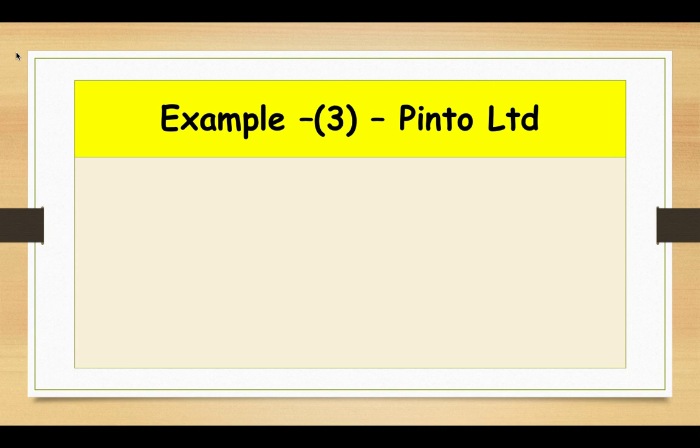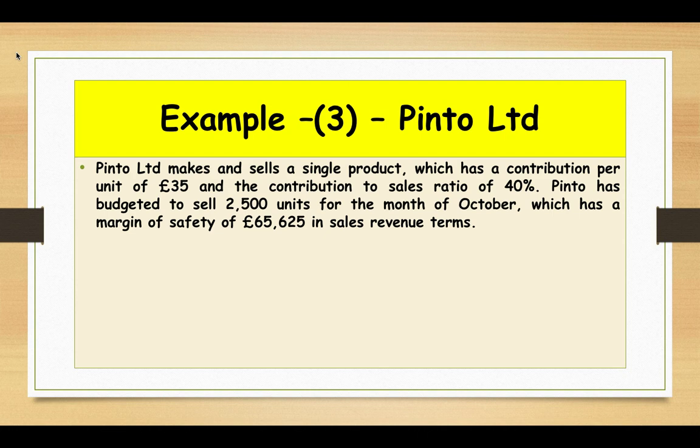Some exam questions will give you the margin of safety either as a percentage on sales or in number of units. And they will ask you to calculate, for example, the fixed cost. This is called backward calculation. This type of calculation is quite popular in some exams. So we are going to see that type of backward calculation in example 3, which is our Pinto Limited. We'll see the question now.